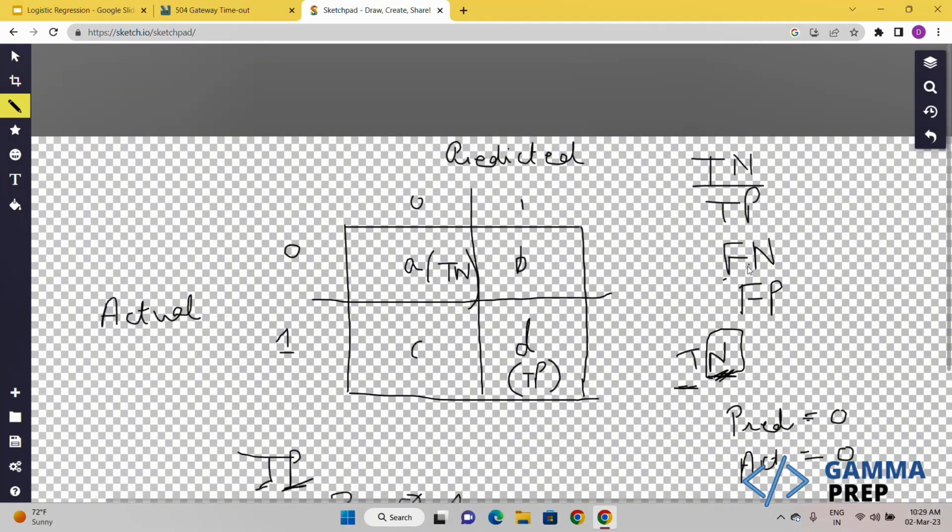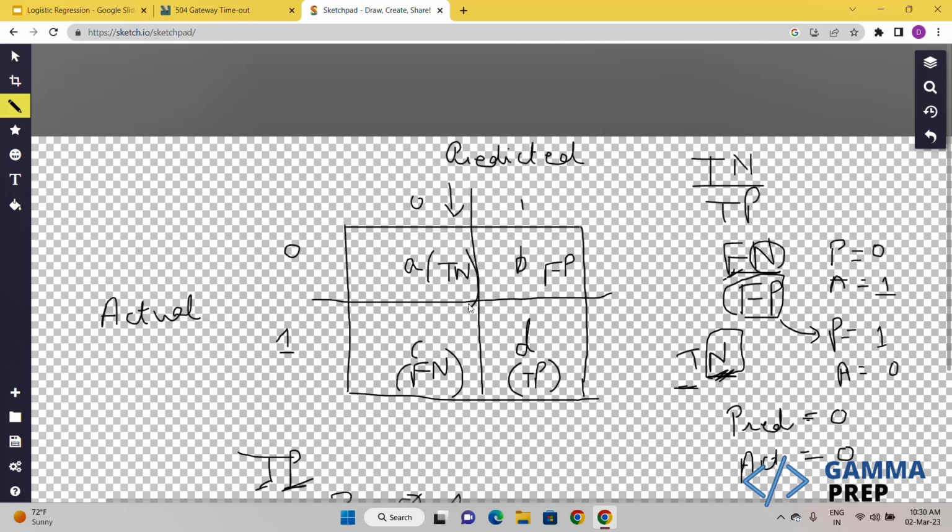Now, let's talk about the next term. So here the prediction is negative, that is 0, and the prediction is false. That means whatever you have said as the prediction, the actual is the opposite of it. So when the prediction is 0 and the actual is 1, it is called false negative. What is false positive? The prediction is 1 and false means that the actual is going to be the opposite of it, that is 0. So prediction is 1 and the actual is 0, that is false positives.